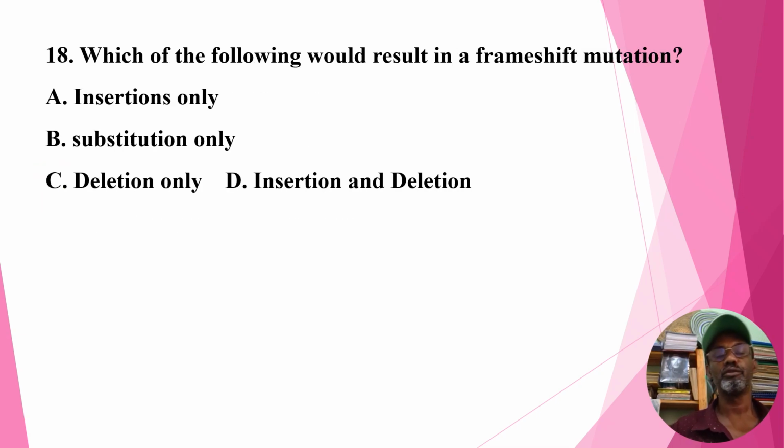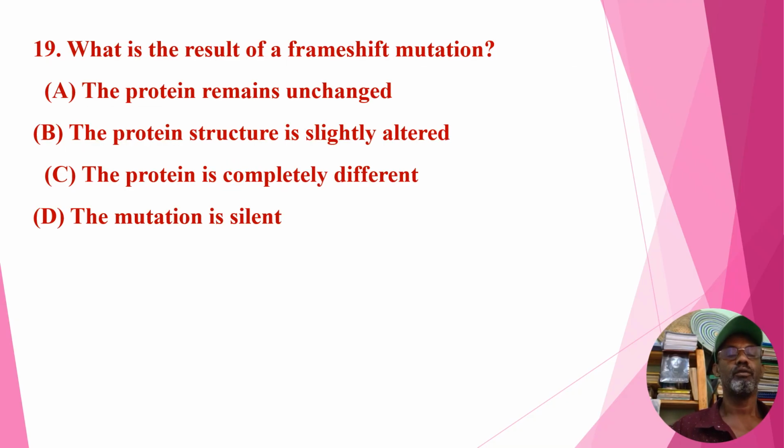Question number 18. Which of the following would result in a frame shift mutation? Insertions only, substitutions only, deletions only, insertion and deletion. The answer is that insertion as well as deletion can cause a frame shift mutation. What is the result of a frame shift mutation? It could be a completely different protein, due to the shift in the reading frame.